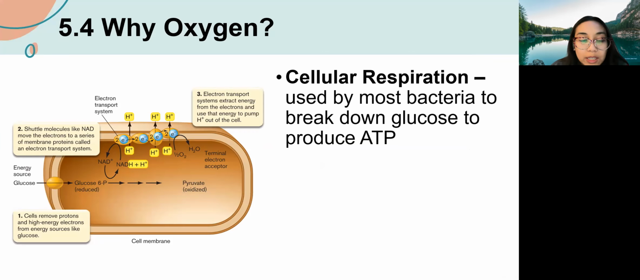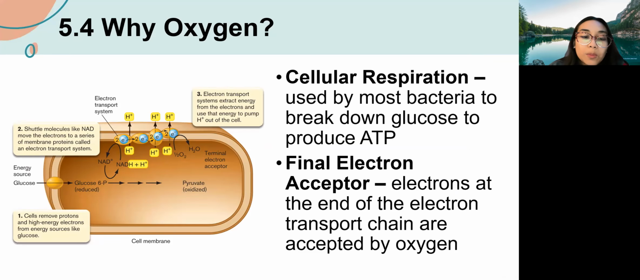Now, in the last step of cellular respiration, if you remember, during the electron transport chain, the electrons are going through the chain, and then at the very end, they have to go somewhere. And it's almost always oxygen, which is what we call the final or terminal electron acceptor, right? So oxygen takes those electrons and then is converted into water. Okay, so oxygen takes electrons, becomes water. It's the final electron acceptor. So that is why organisms need oxygen.